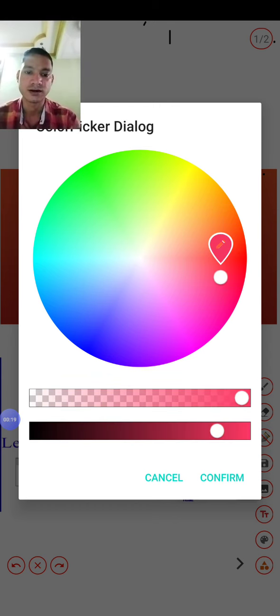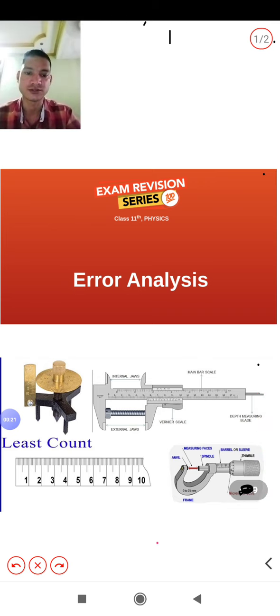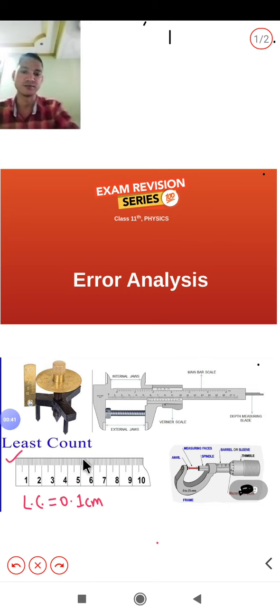These are the instruments which we use to measure length. For example, let's begin with the meter rule. The LC of the meter rule is 0.1 centimeter. You need to know this. If we measure any particular length with the help of this meter rule or centimeter scale, we'll get an error of 0.1 centimeter. So a possible error will be 0.1 centimeter.